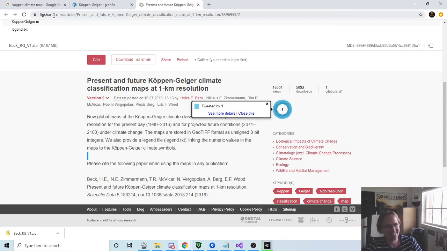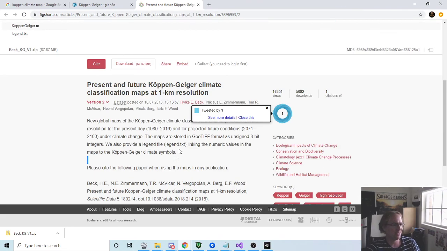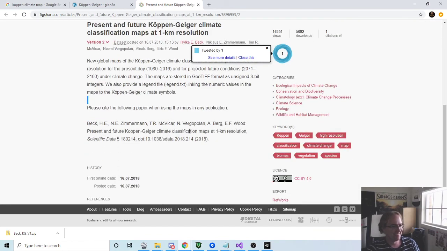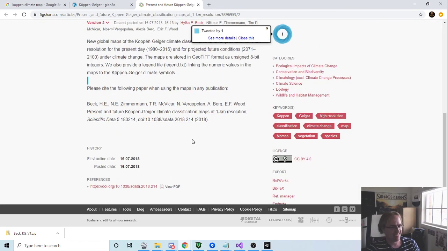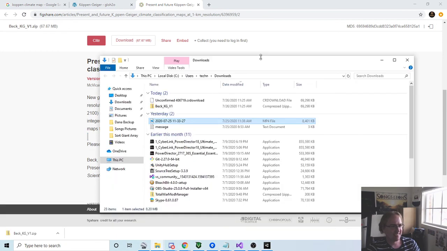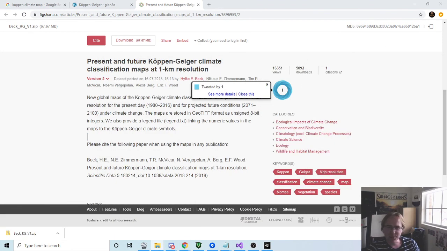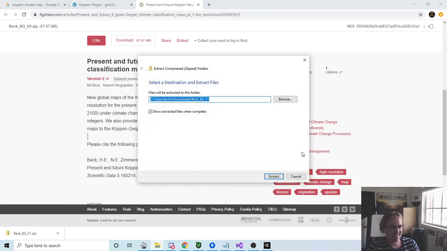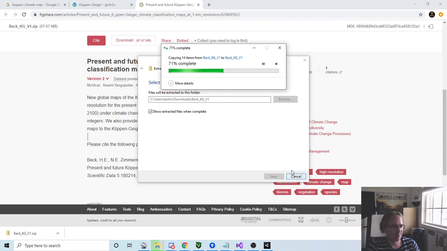Figshare.com. That sounds credible, doesn't it? That sounds totally not shady. Alright, let's see. Unconfirmed download. Okay, I'm gonna go ahead and open that right now. Oh, be quiet, Windows. Be quiet. Sounds absolutely reputable.